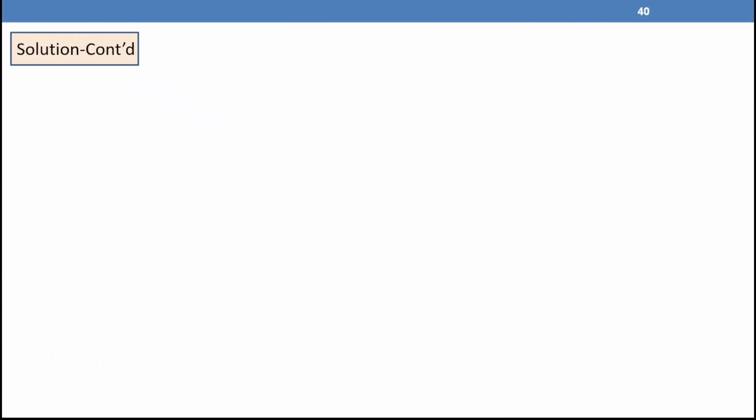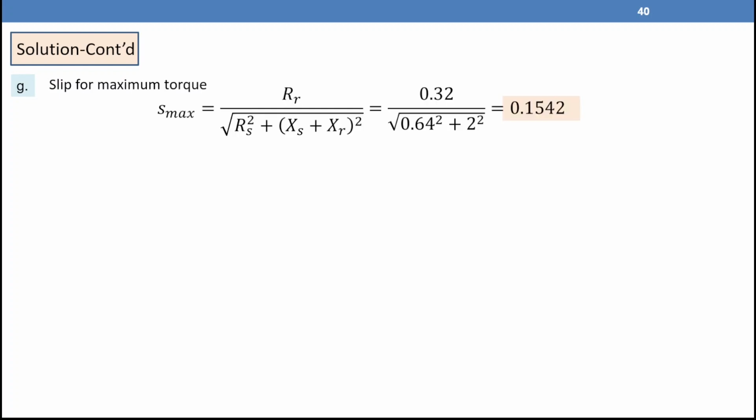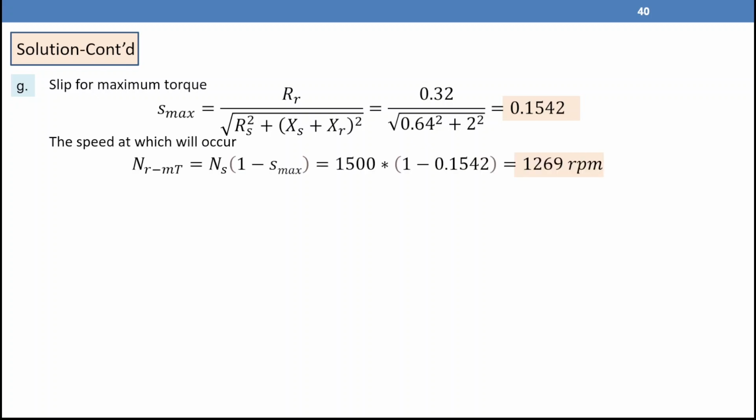Now it's time to calculate different torque points. We are going to start with the maximum torque. To calculate the maximum torque, we need to calculate the slip for maximum torque. The slip for maximum torque, S maximum, equals R rotor over root of R stator squared plus (X stator plus X rotor) squared, or we can say X equivalent squared. That gives you 0.1542 or 15.42%. Once we calculate that, we can calculate the speed at which maximum torque will occur. That is N S (1 minus S maximum), at speed 1269 RPM.